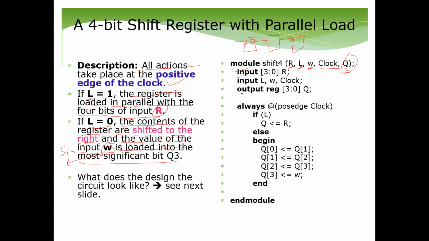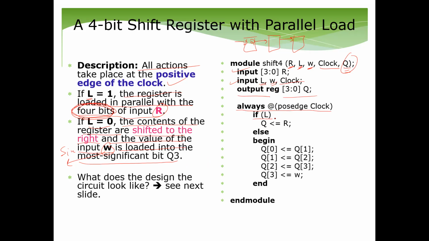Declare R as 4-bit, because did it mention 4-bit? Yeah, here it was asking for a 4-bit register. So input R will be 4-bit. Single bits: we have the load control, we have serial in, and we have clock. Output reg is 4-bit Q. Now, there was no mention of any special signals like reset or preset, so we don't have that. So my sensitivity list will contain only the positive edge of clock.